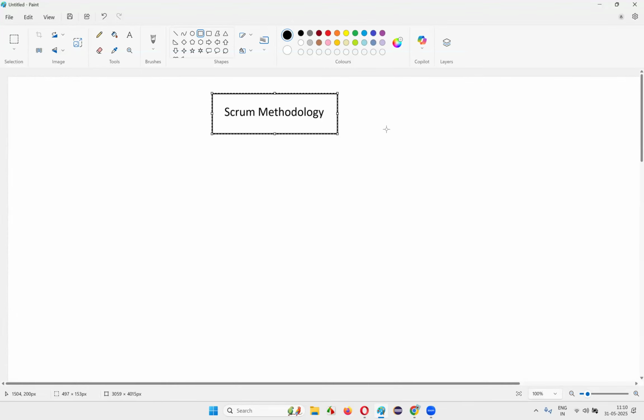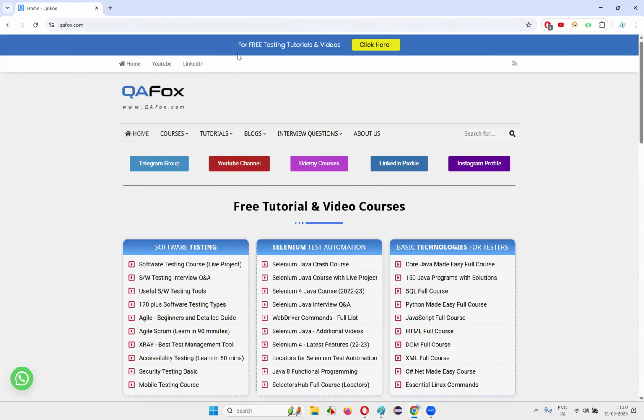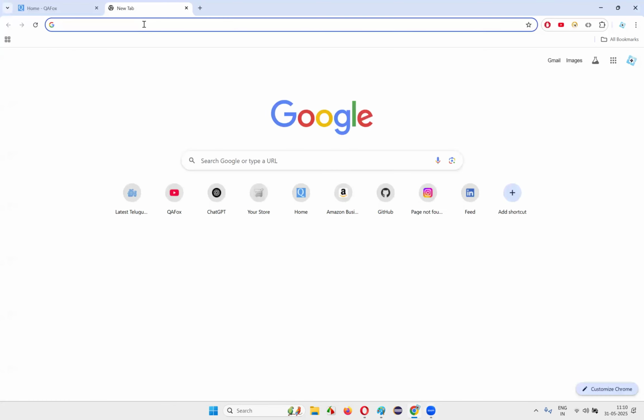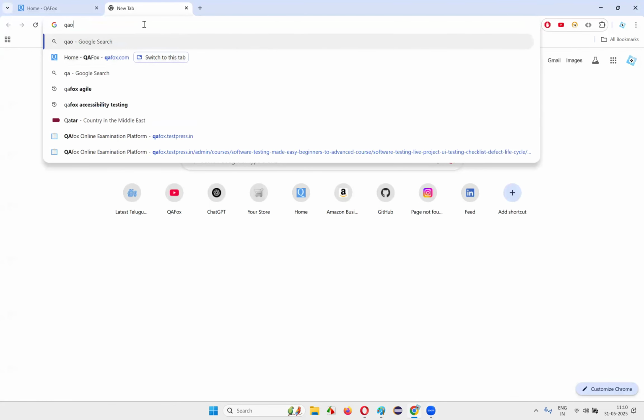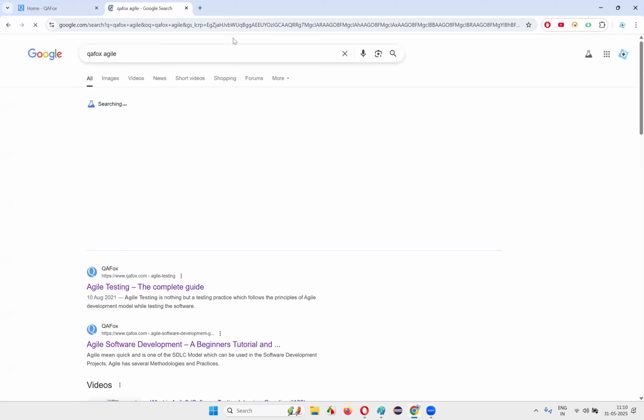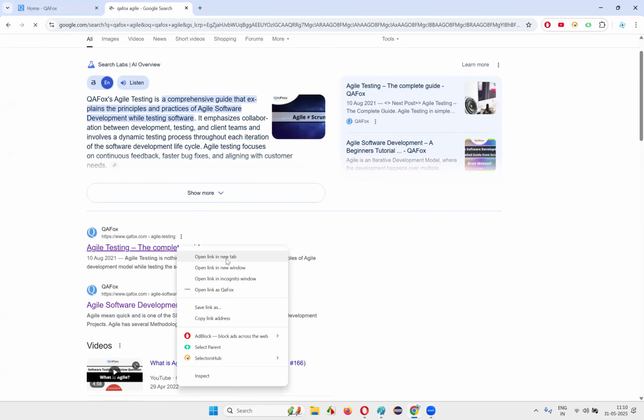Under the Agile SDLC model, we have different methodologies. The number one methodology is Scrum methodology. The Scrum methodology in detail I am going to cover today. Fine, so let's begin. What is Scrum methodology and all those things I am going to cover now. For that, guys, let me go to that article. Let me open that article once.